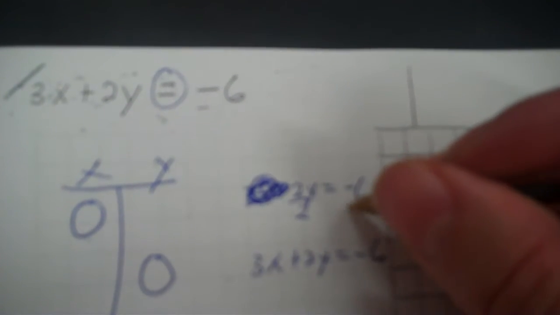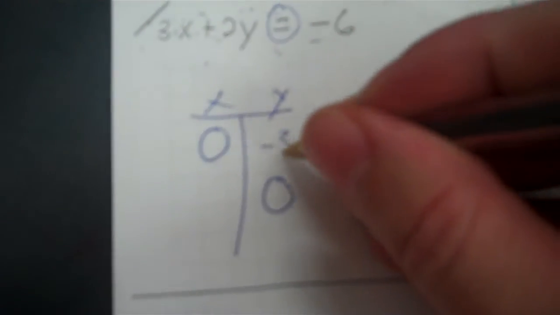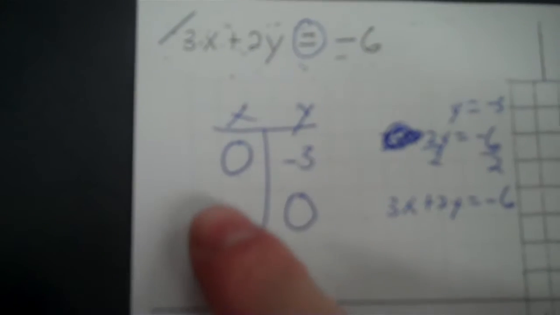Now, if x is 0, what's 3 times 0? It's 0, so scribble that out. So now it says 2 times y equals negative 6. Well, if I divide by 2, y is going to equal negative 3. Okay, so negative 3. Now let's find what goes there.